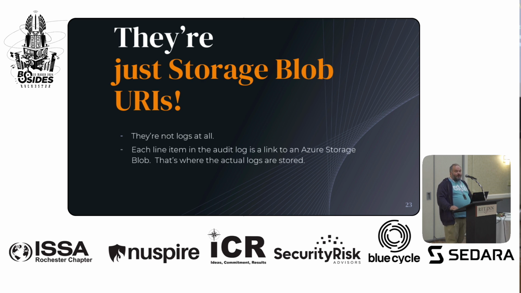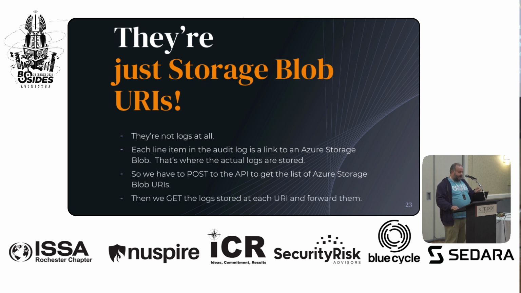Each line in the audit log that you get back from the API isn't actually a log. It's a link to an Azure storage blob. The actual logs are stored in those storage blobs, not actually called back from the API. So our application is going to have to do a couple of things. We're going to have to send a POST request to the API to get the list of storage blob URIs for the time frame we're looking at. Then we're going to have to send a GET request to those URIs and retrieve the logs from there and then forward them on to wherever we're sending them.